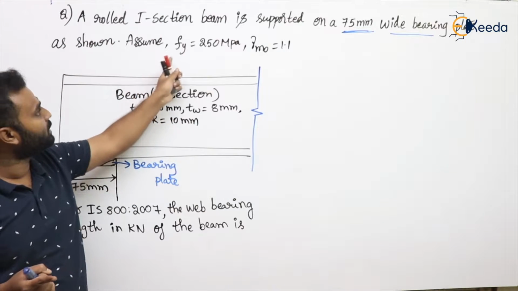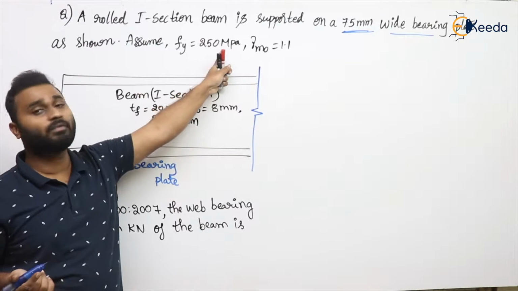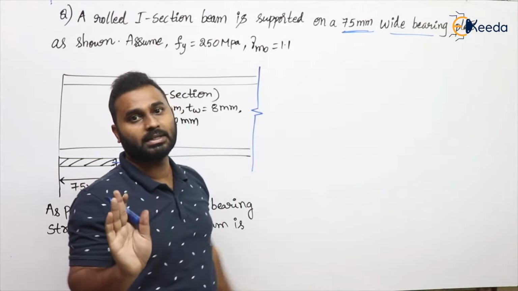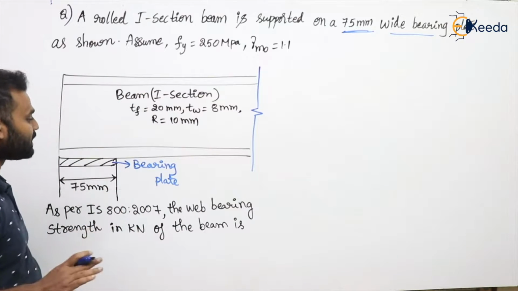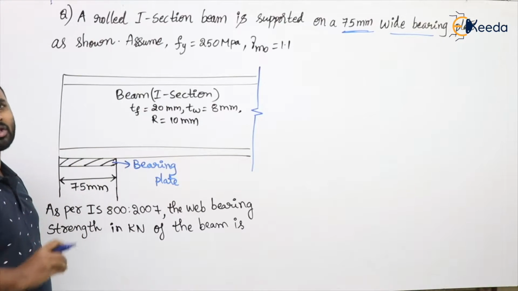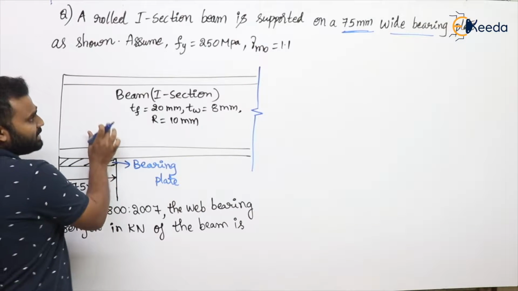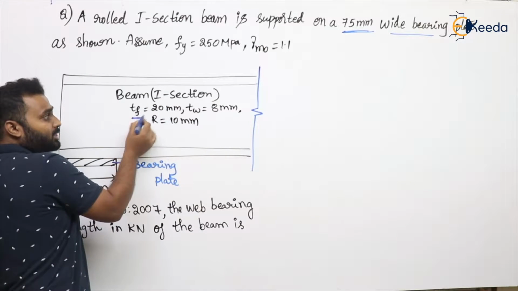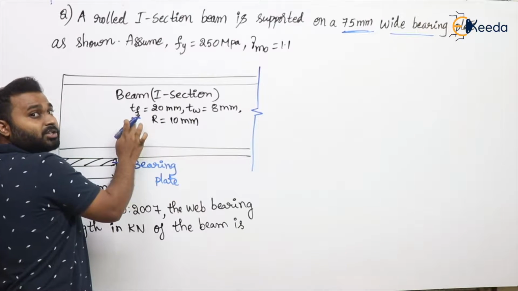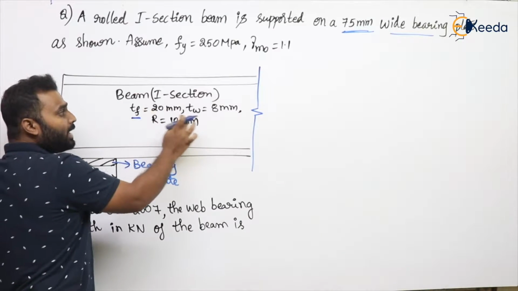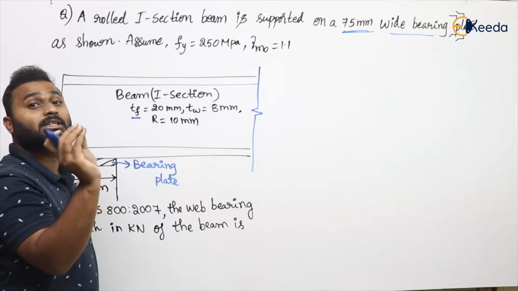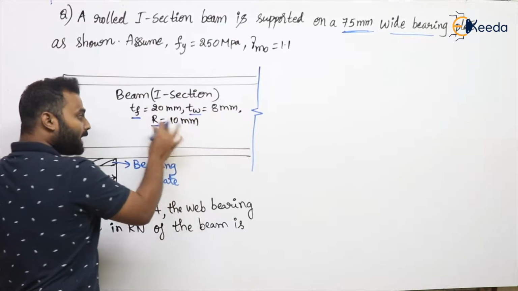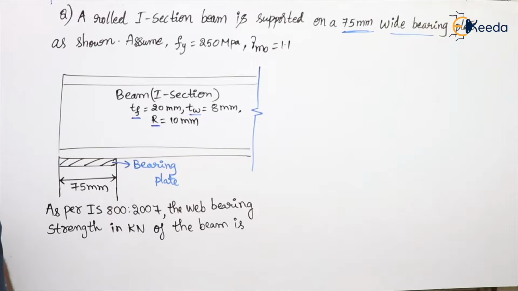So what is the information? Yield stress is 250 MPa, and the partial factor of safety for material is 1.1. Even in the diagram some information was given. As this is a beam of I section, the flange thickness TF is 20 mm, TW is the thickness of the web, which is 8 mm, and the root radius is 10 mm. Now let us see what is being asked.